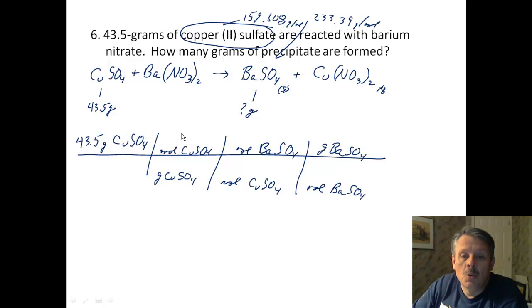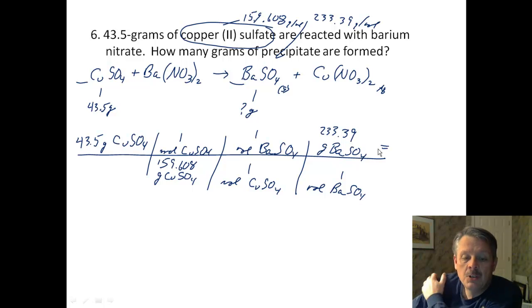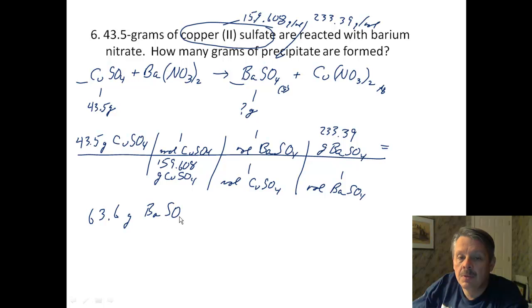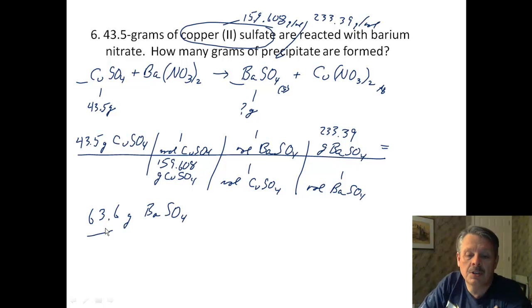Alright, so 1 mole of copper sulfate we figured out weighed 159.608 grams. And 1 mole of copper sulfate gives us 1 mole of barium sulfate. We can see that up here because our coefficients are both implied to be 1. And 1 mole of barium sulfate gives us 233.39 grams in 1 mole. So if I proceed to do all the math there, I am going to come up with 63.6 grams of barium sulfate. Again, you have 3 digits of precision in your problem. You have 3 digits of precision in your answer.